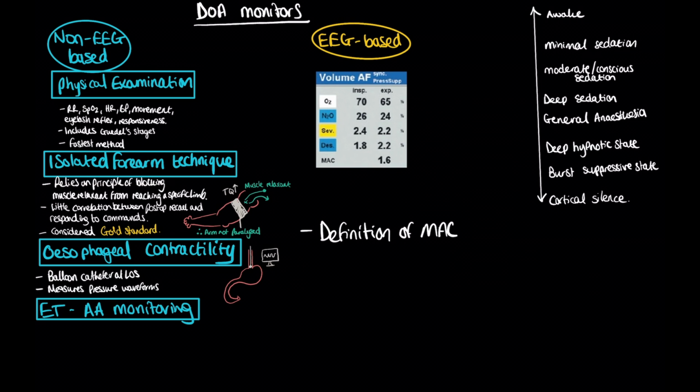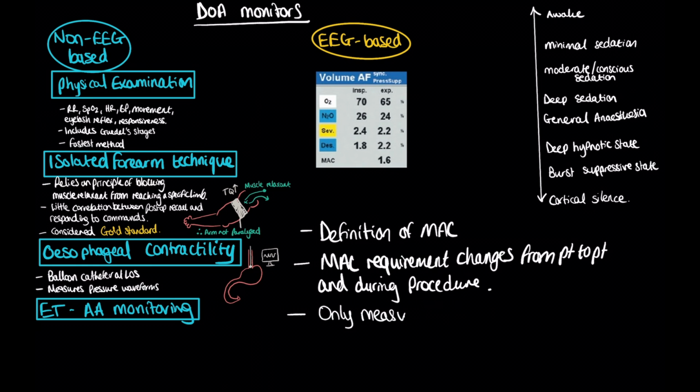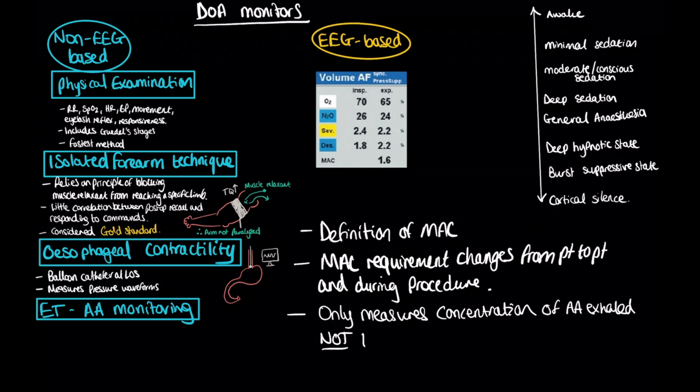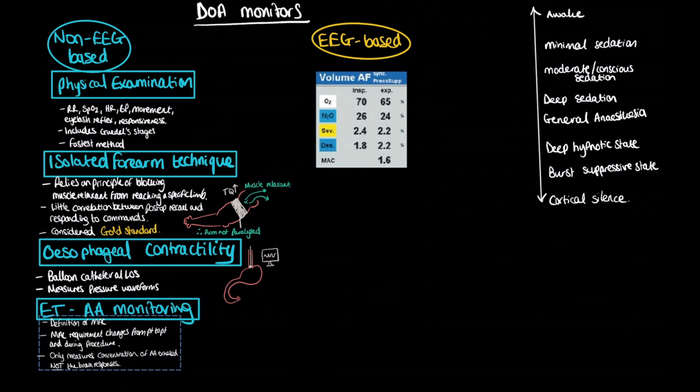There are many factors that will affect the MAC, but there is no single figure to target that will prevent intraoperative awareness. The MAC requirement to prevent awareness will also fluctuate from moment to moment in the surgical procedure, so it's important to understand that MAC only measures the drug concentration and not the brain responses. This is reflected in the definition of MAC, which makes no mention of the level of consciousness or awareness.